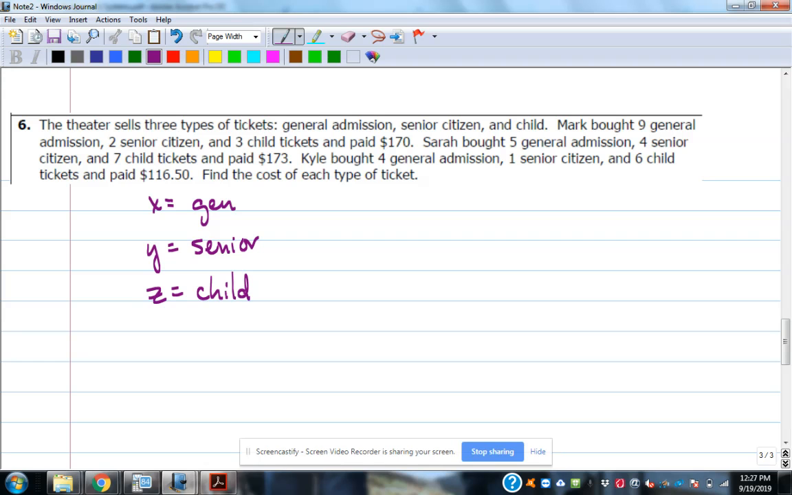Now, let's see if we can set up the three equations that we should have for these three variables. So, first sentence talks about Mark. He bought 9 general admission, 2 senior citizen, and 3 child tickets, and paid $170. What's the equation that goes down for Mark?